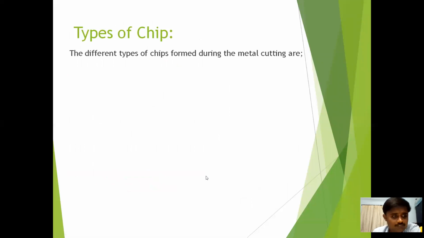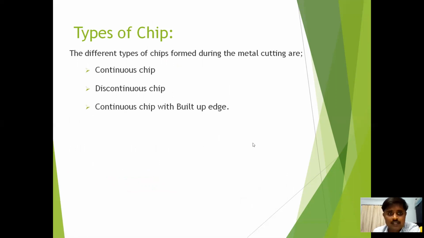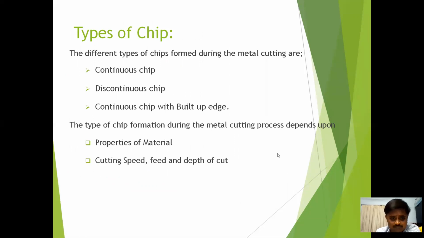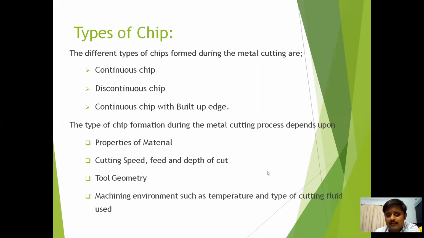Next, we'll go for the types of chips. The different types of chips formed during metal cutting are continuous chips, discontinuous chips, and continuous chips with built-up edge. The type of chip formed during the metal cutting process depends upon material properties, cutting speed, feed, depth of cut, tool geometry, and machining environment, such as temperature and the type of cutting fluid we are using. Based on these factors, we'll get different types of chips. We'll see them one by one.